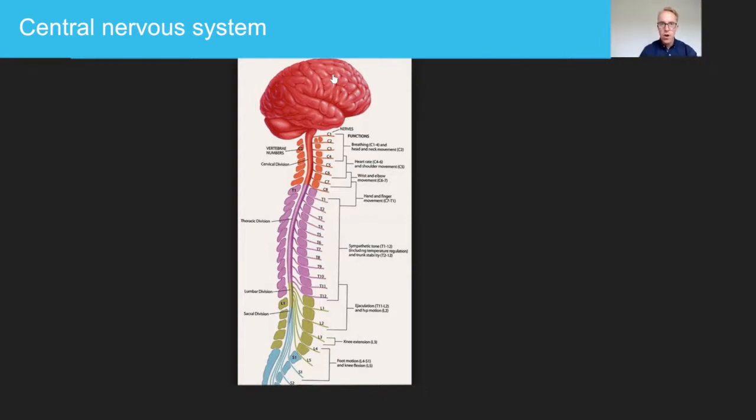cord. On this image here, you can see the brain here. The spinal cord runs down through the spine, and then there's the actual vertebrae themselves. So notice how each of the vertebrae are given, first of all, they are broken into sections of cervical, so they're given their name. Then they are given a number.